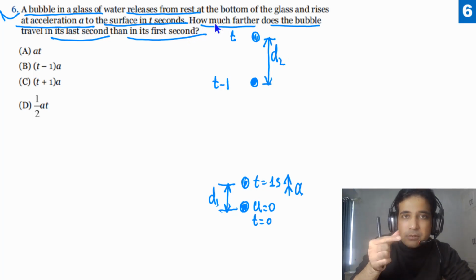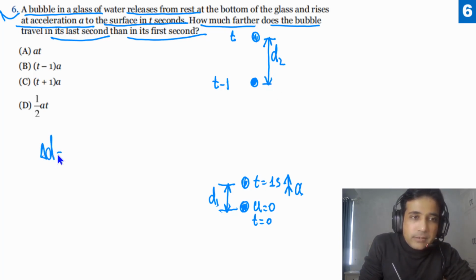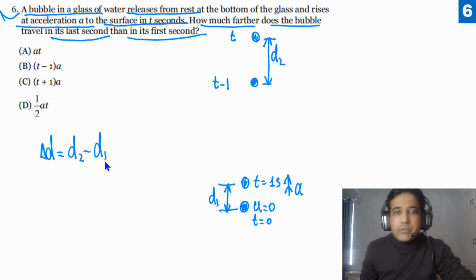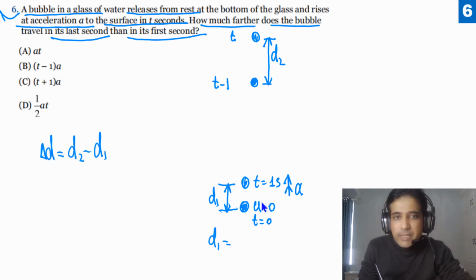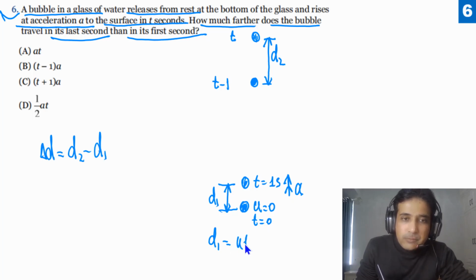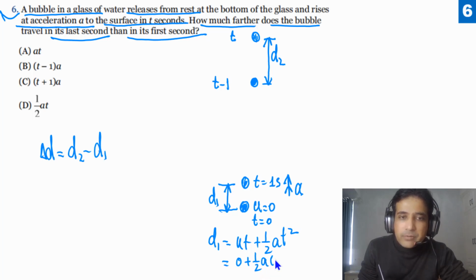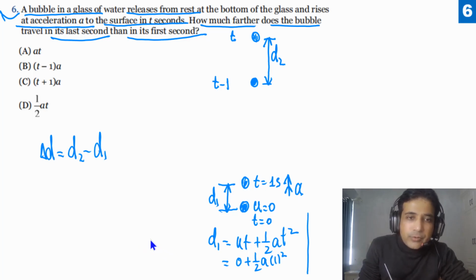So we need to find the difference in these two values of distance, d2 minus d1. This is what we need to calculate. First of all, let's calculate d1. In order to calculate d1, we have time, we have initial velocity, and we have a. So we can use s equals ut plus 1/2 at squared. In this case u is equal to 0, so we have simply 1/2 a, and t is equal to 1. So d1 will be equal to a by 2. This is the value of d1.